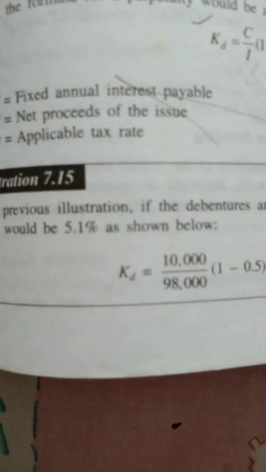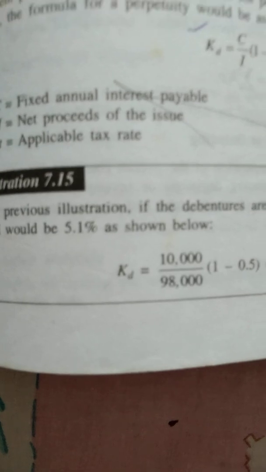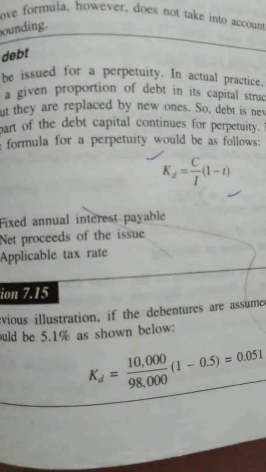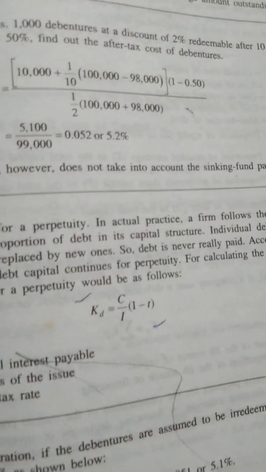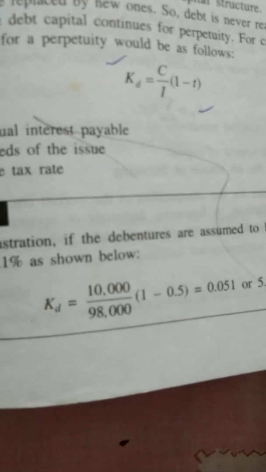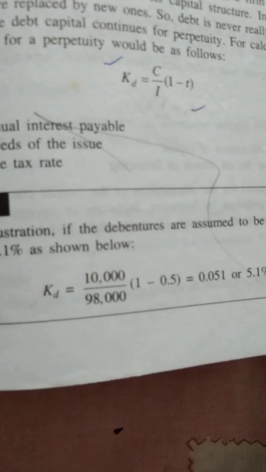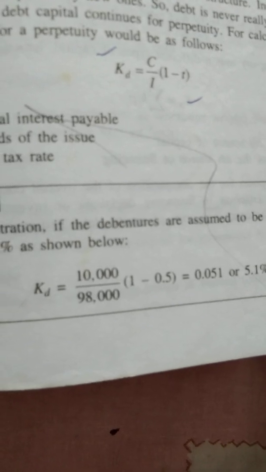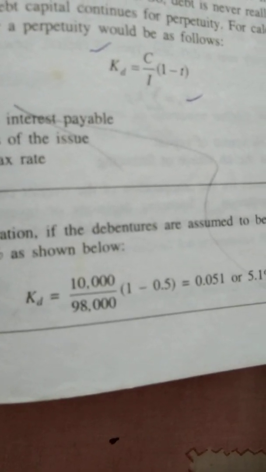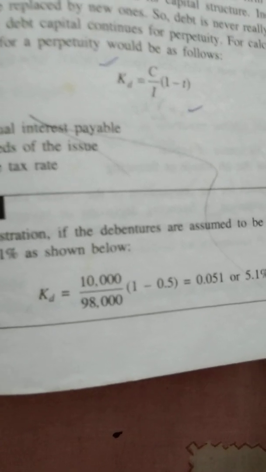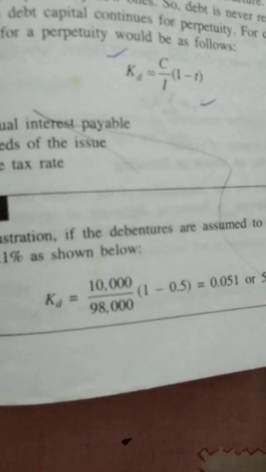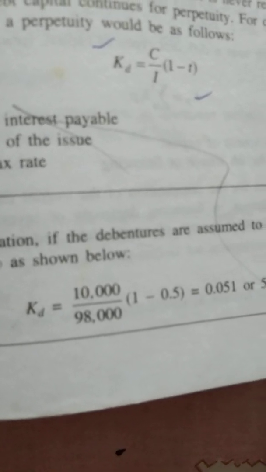Now look at the answer. What was the interest in the earlier question? 10,000. And what was NP? We calculated 98,000. As simple as that: 10,000 by 98,000 within bracket (1 minus 0.5), as the tax rate is 50%. If the debentures are sold at a premium, suppose 5% premium, then it will be 10,000 by 1 lakh 5,000 within bracket (1 minus 0.5), which is 5.1%.